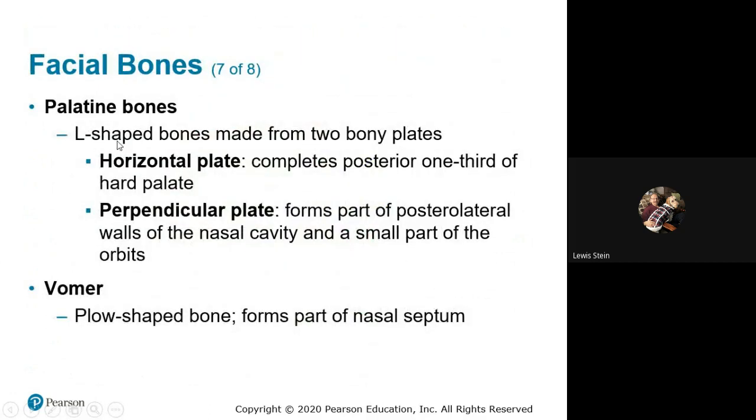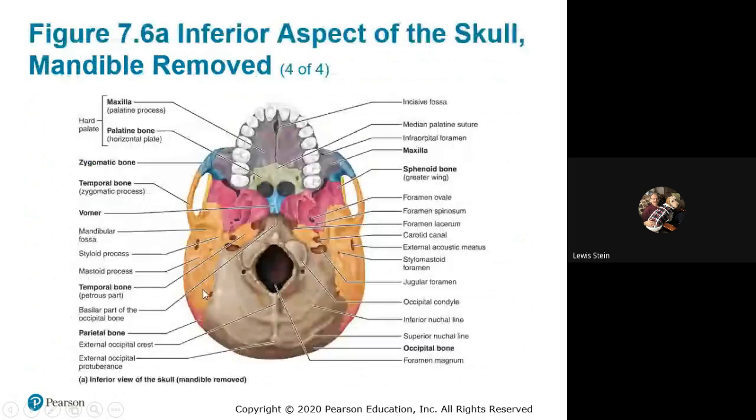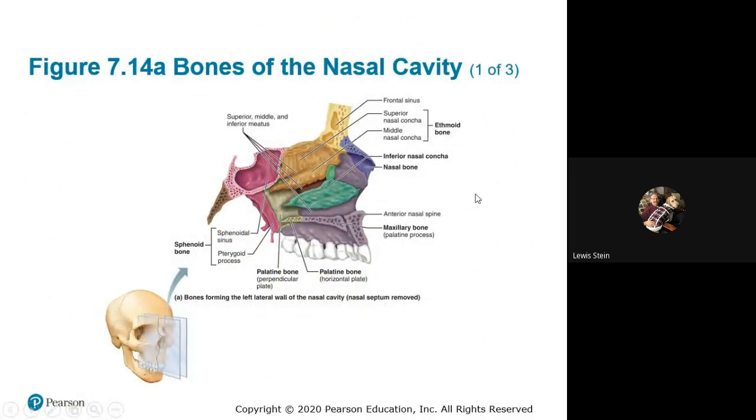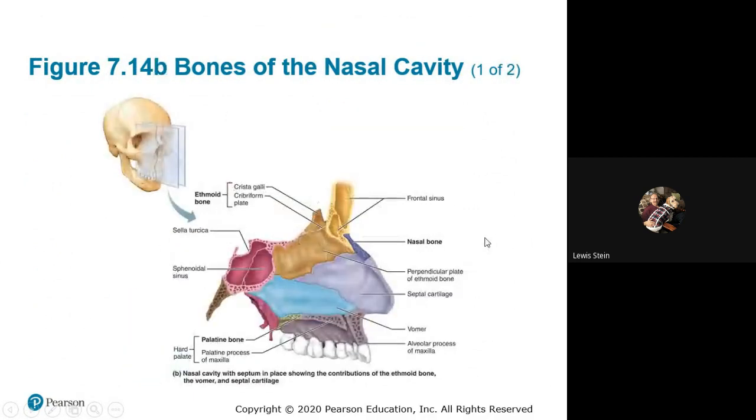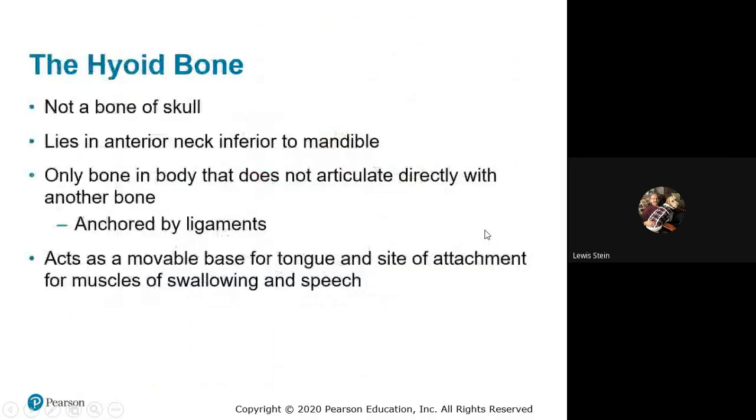And the palatine are those L-shaped bones. They make up the back of the palate. And the vomer. Here's the vomer. Here's the palatine. Here's those conchae bones that you saw before. And I think that is everything.